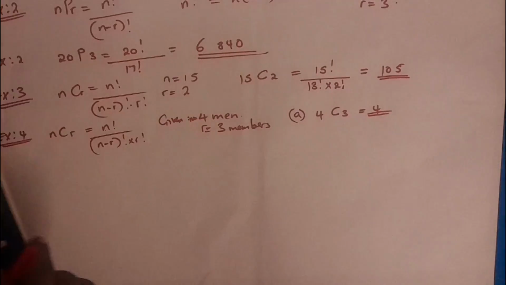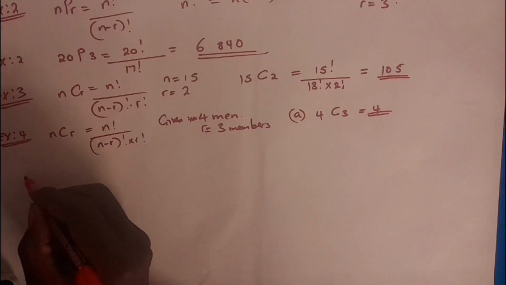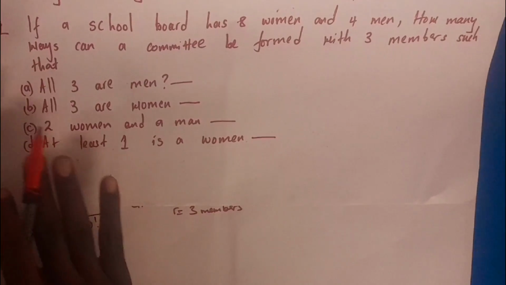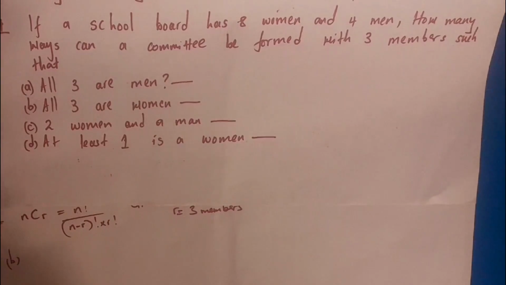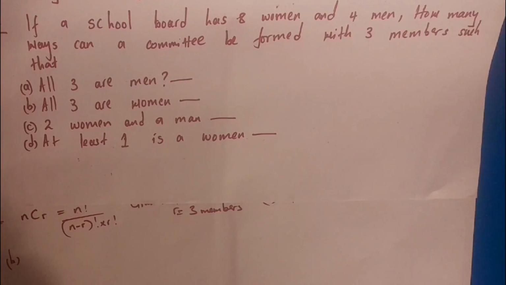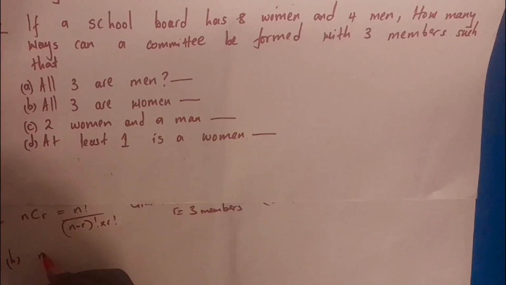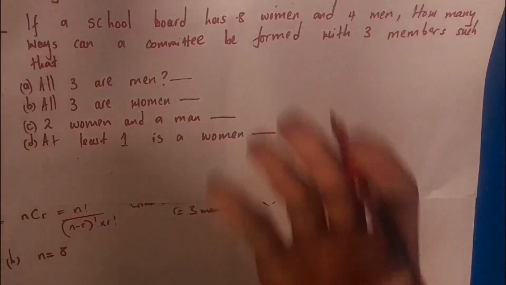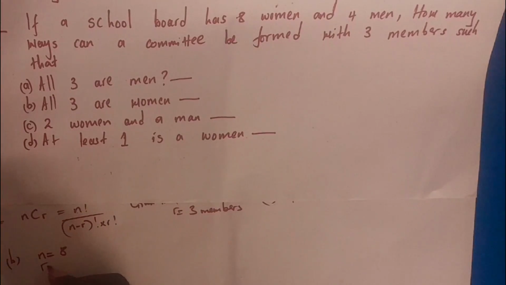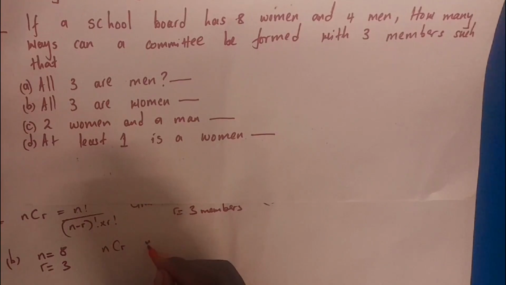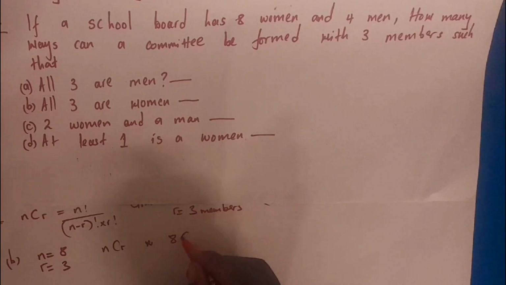So 4 is our answer on A. Now let us go on B. If you look here, B is saying all 3 are women. So now we are choosing those 3 members from the women. From the women, the N is going to change, because we are having 8 women. So our N is going to be 8, because we are choosing those 3 members from the group of 8, and then our R is going to be 3. It's N choose R, and we said our N is 8, choose 3.